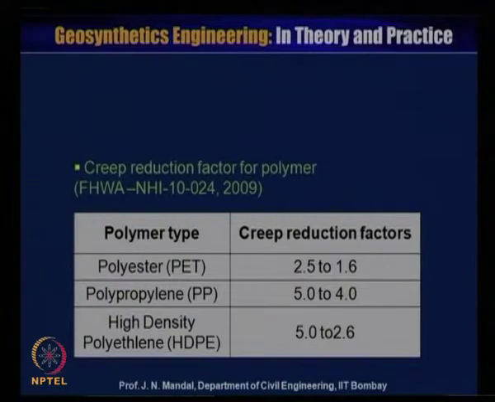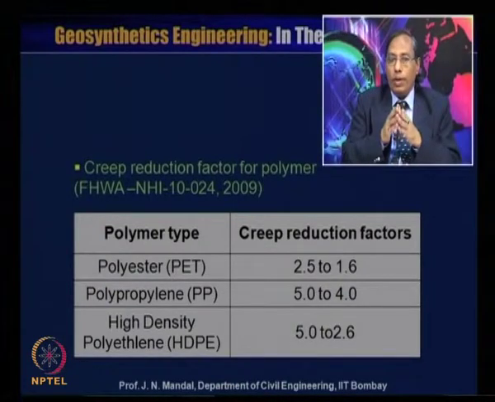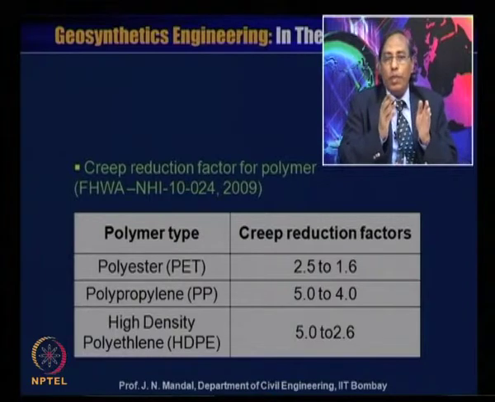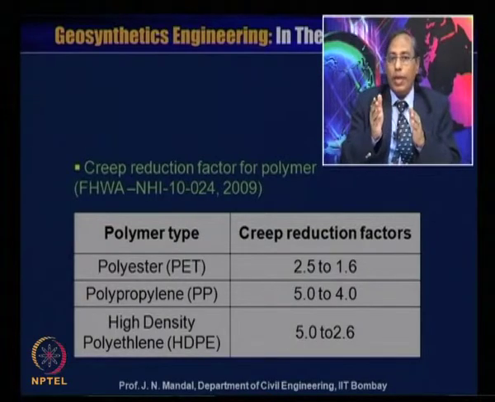The another factor is the creep reduction factor for polymer. This is also very, very important. FHWA NHI-10-024, 2009. It depends upon what will be the polymer type. It is a polyester PET or polypropylene PP or high density polyethylene HDPE. You can see that how the creep reduction factor vary 2.5 to 1.6 for polyester, for polypropylene 5.0 to 4.0 and for high density polyethylene 5.0 to 2.6.